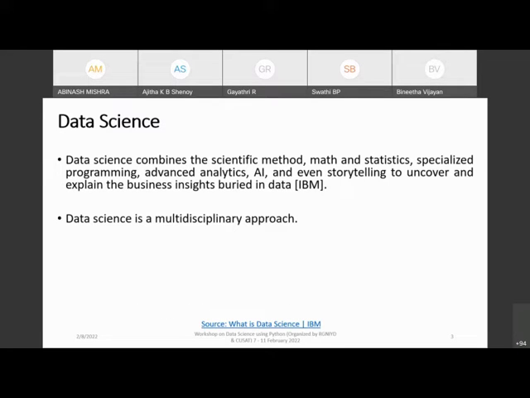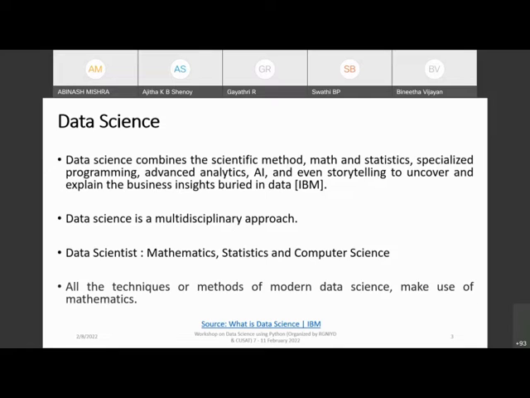So when you say multidisciplinary approach, to become a good data scientist, you should have some skill set in mathematics, statistics, and computer science. In computer science, especially, as I told you, artificial intelligence, machine learning, deep learning, and information theory, then programming concepts in Python, R, etc. What is required for mathematics and statistics, I will tell you in the coming slides. All the techniques or methods of modern data science make use of mathematics. Even for machine learning algorithms, you require mathematics.